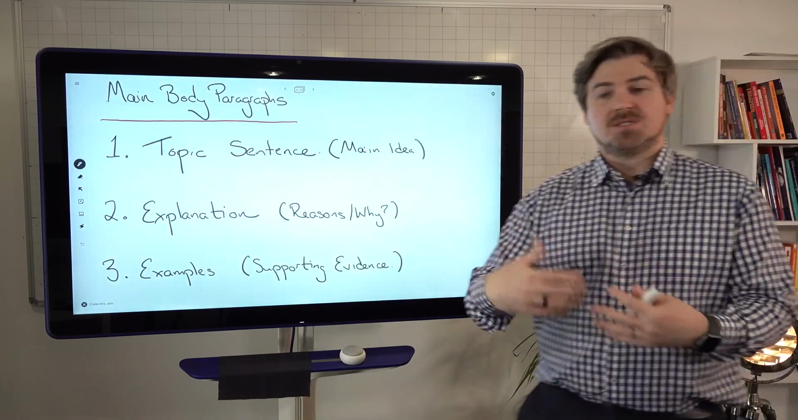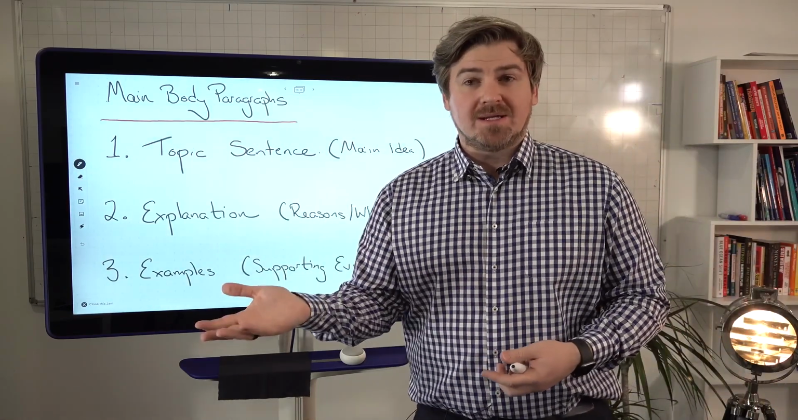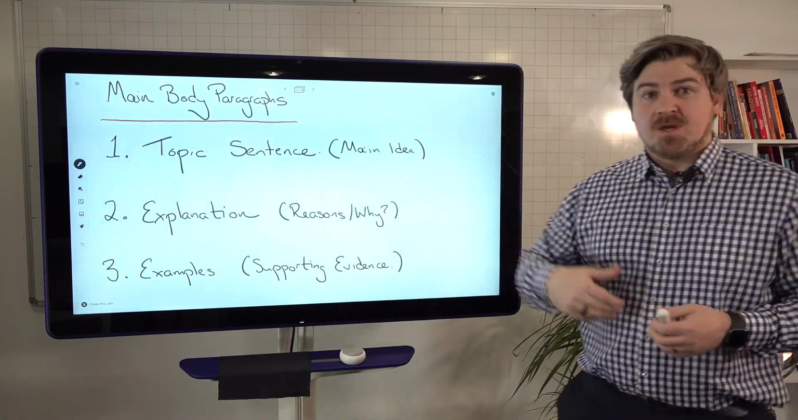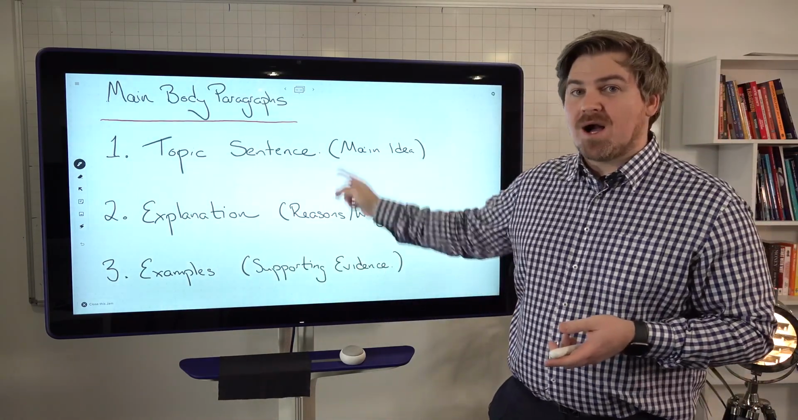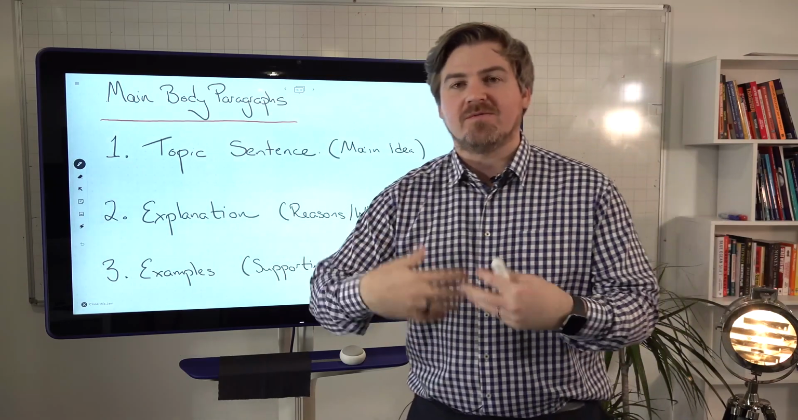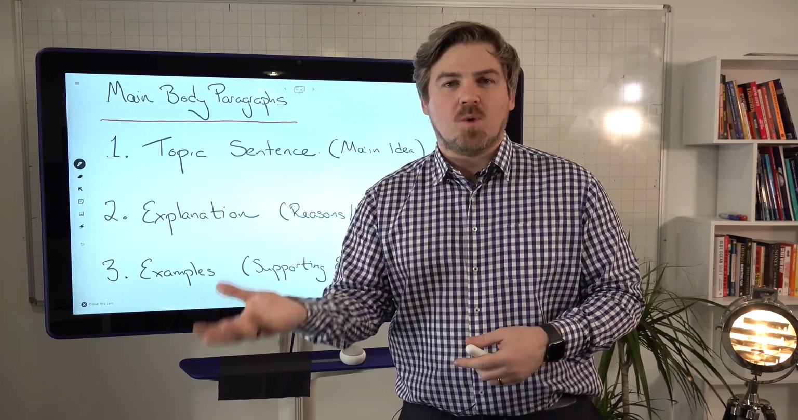Topic sentence is just telling the reader, this is my main idea. This is what the paragraph is about. Number 2, explanation. You are giving the reasons why your main idea answers the question. All right, think about it that way. You're providing reasons. You're showing why.